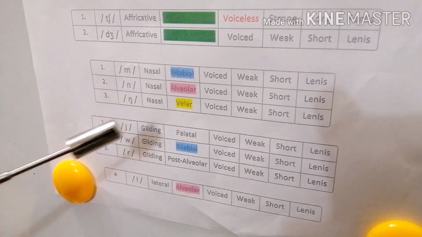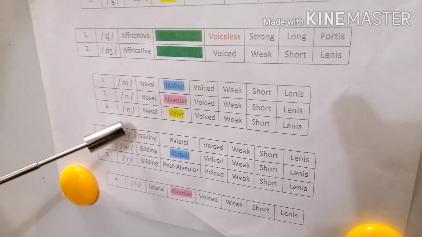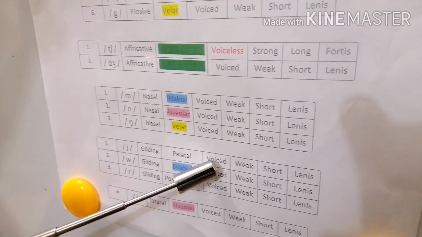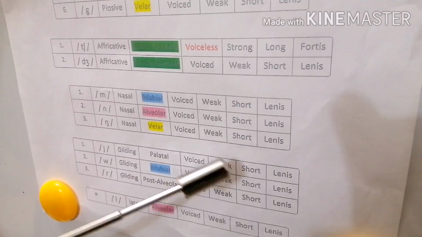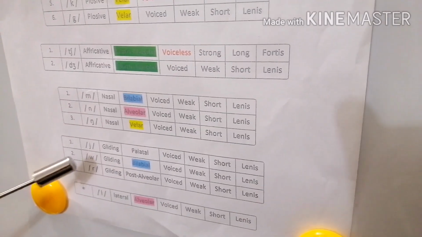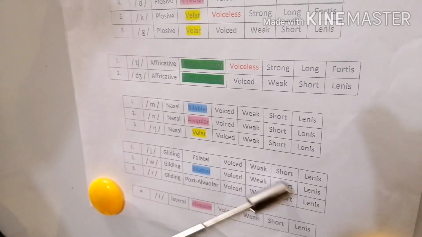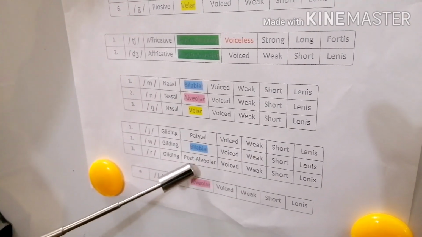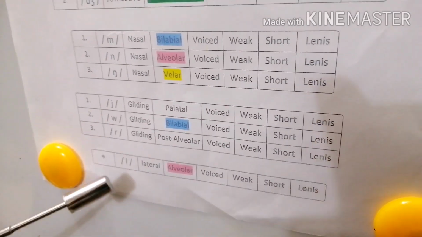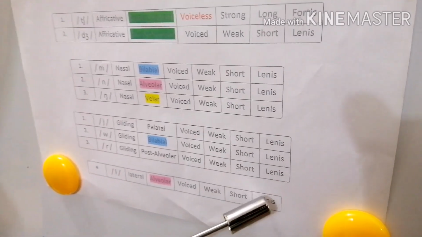Now move to glides, or approximants. j is a glide. It's palatal from the point of view of place. It's of course voiced, weak, short, and lenis. They are all voiced, they are all weak, they are all short, they are all lenis. So w, glide using the two lips, bilabial, voiced, weak, short, and lenis. Glide, post-alveolar, voiced, weak, short, and lenis. And the last one is called lateral, which is lateral, alveolar, voiced, weak, short, and lenis.